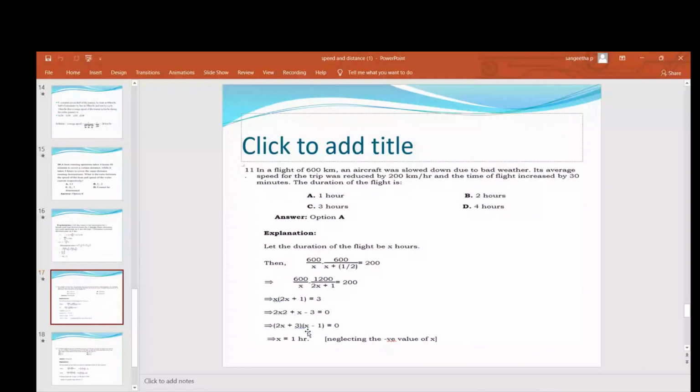So solving this 2x plus 3, find the value of x. So 2x plus 3 is equivalent to 0. Then find value of 2x. 2x is equivalent to minus 3. Then x is equal to minus 3 by 2. This is first solution. Coming to second solution, x minus 1.